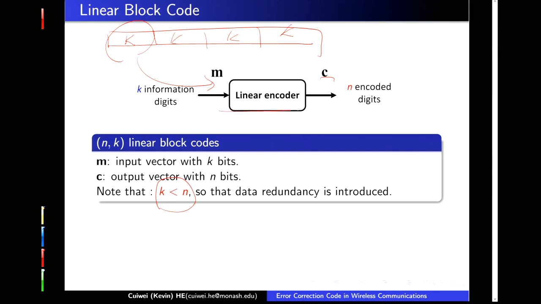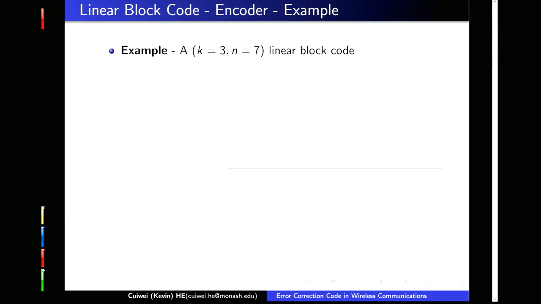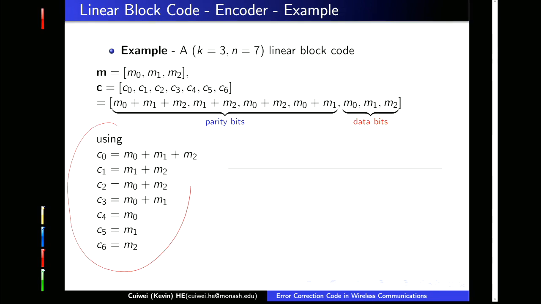I will explain why it's called a linear encoder, because it's nothing but a linear operation, and it will be much clearer after one example. So I give one example of a (7,3) linear block code, which means the message sequence has 3 bits, and the code word we generate has 7 bits. M is the message sequence, 3 bits, and the code word is C, which has 7 bits. And this is how we are going to generate the code word from the message.